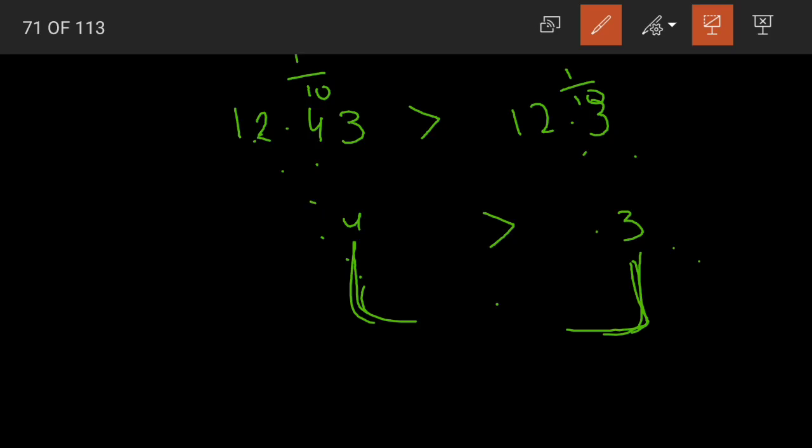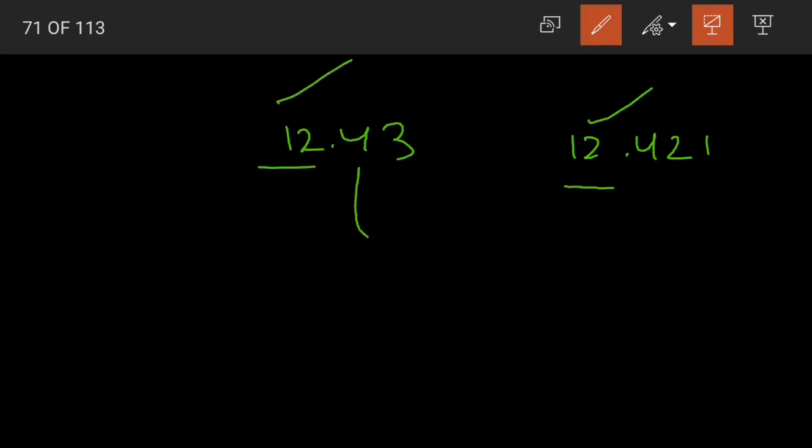Understood, children? What should I do if the whole number part is the same? Another method to compare is just to compare the digits in the 1/10 place. The decimal number with the bigger digit in the 1/10 place becomes the bigger decimal number. Now what if I have 12.421? Okay. Now what if I have two decimal numbers like this, where the whole number part is also the same and the digit in the 1/10 place is also equal? What should we do?